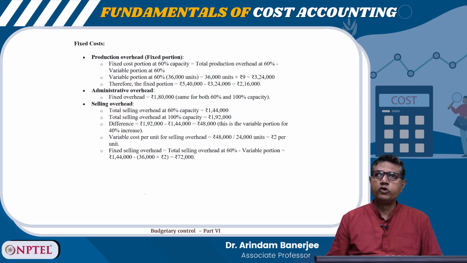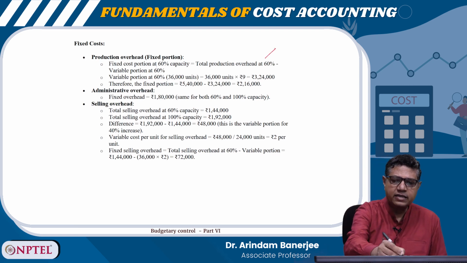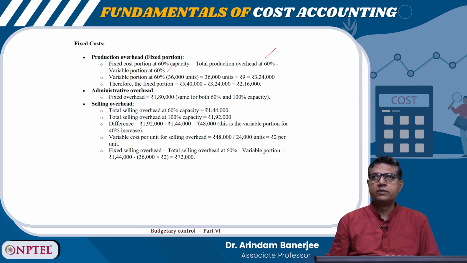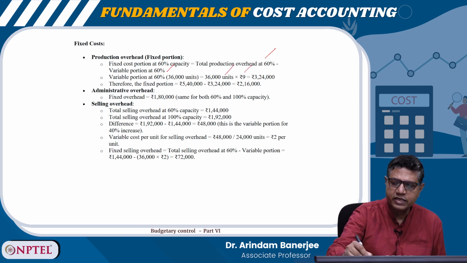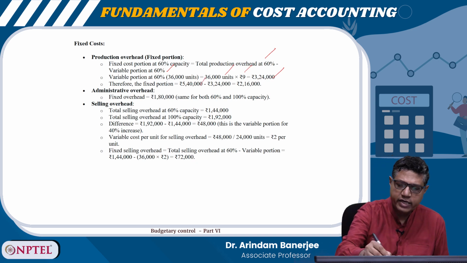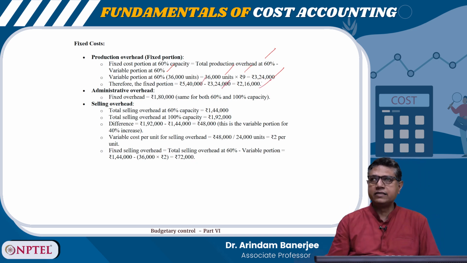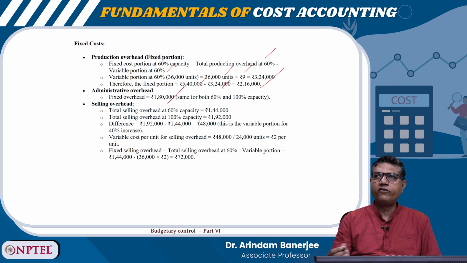So, what is the fixed portion? Fixed portion will be total production overhead at 60% minus the variable portion at 60%. So, variable portion at 60% will be 36,000 units into 9, so 3 lakh 24,000. Therefore, the fixed portion will be 5 lakh 40 minus 3 lakh 24, so 2 lakh 16, right. Administrative overhead, fixed overhead is 1 lakh 80. It is the same for 60% and 100% capacity.